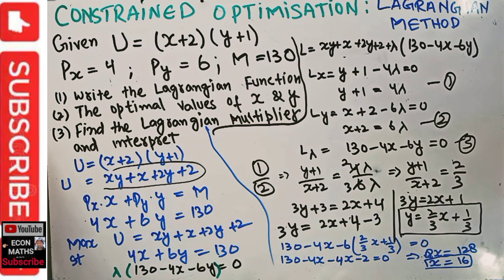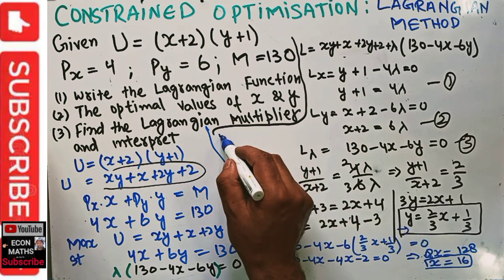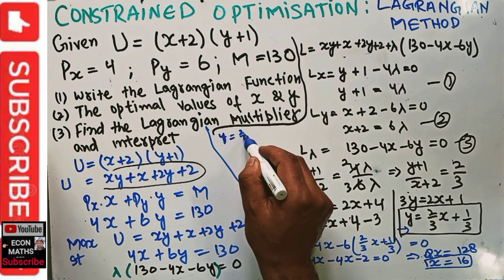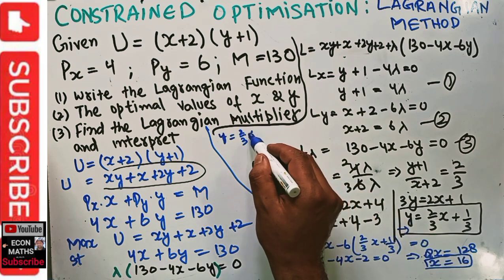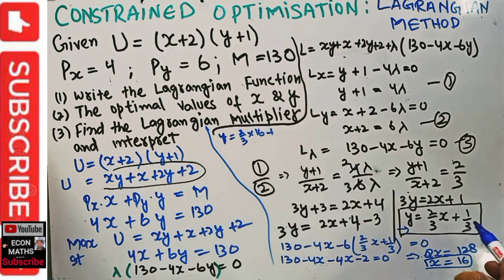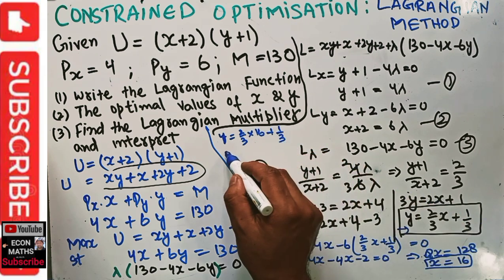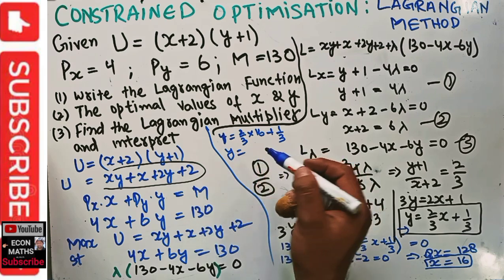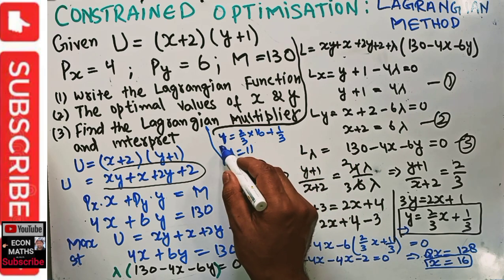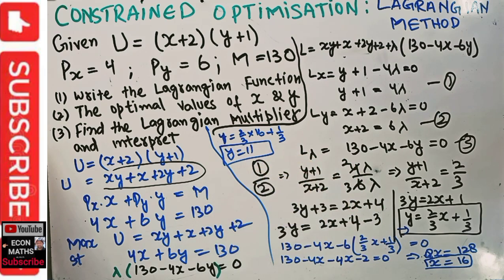To find out the optimal value of good y, simply plug x equal to 16 in this equation. That gives us y will be equal to 2 upon 3 times 16 plus 1 upon 3. Solving this, it will give us the value of y equal to 11. So we got the optimal values of good x and y.